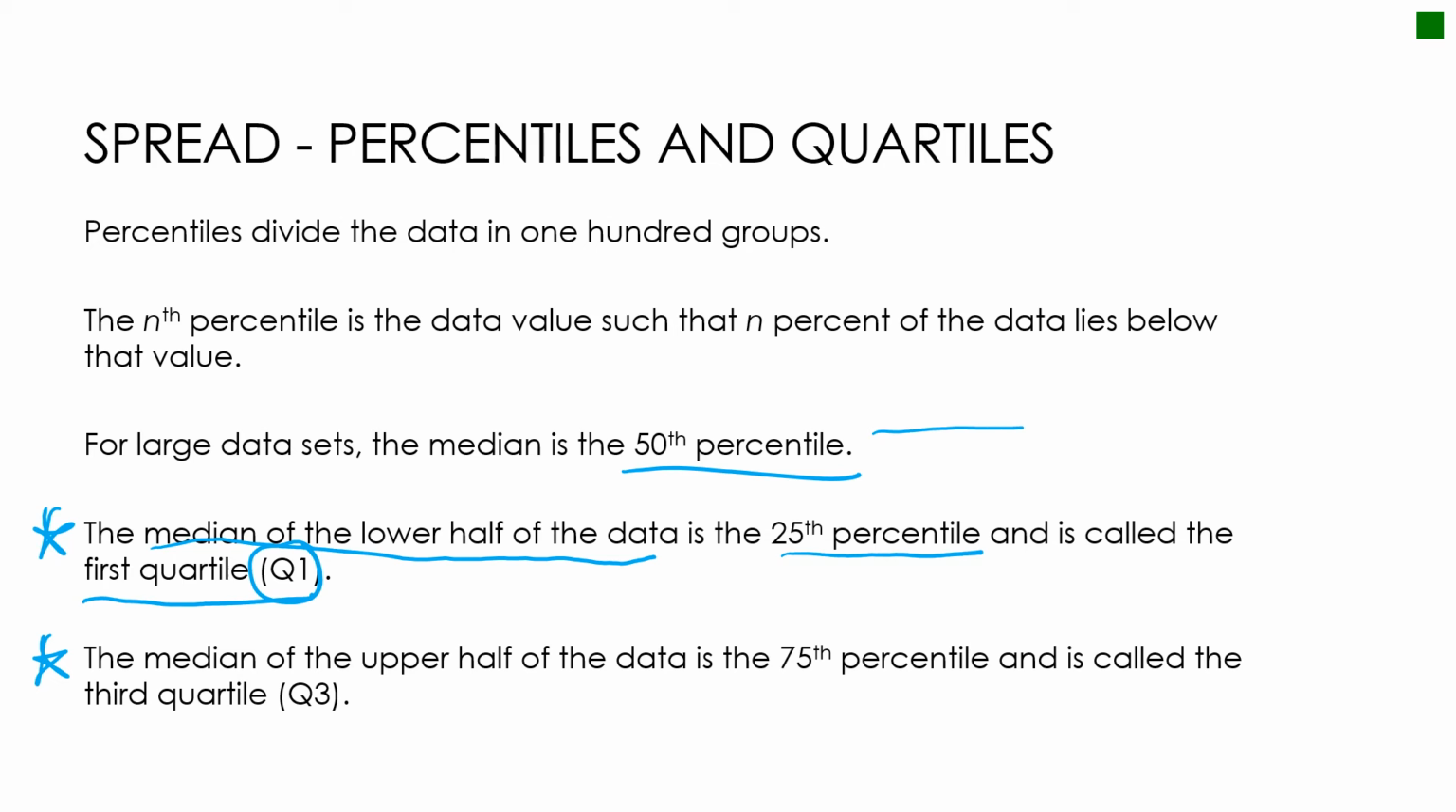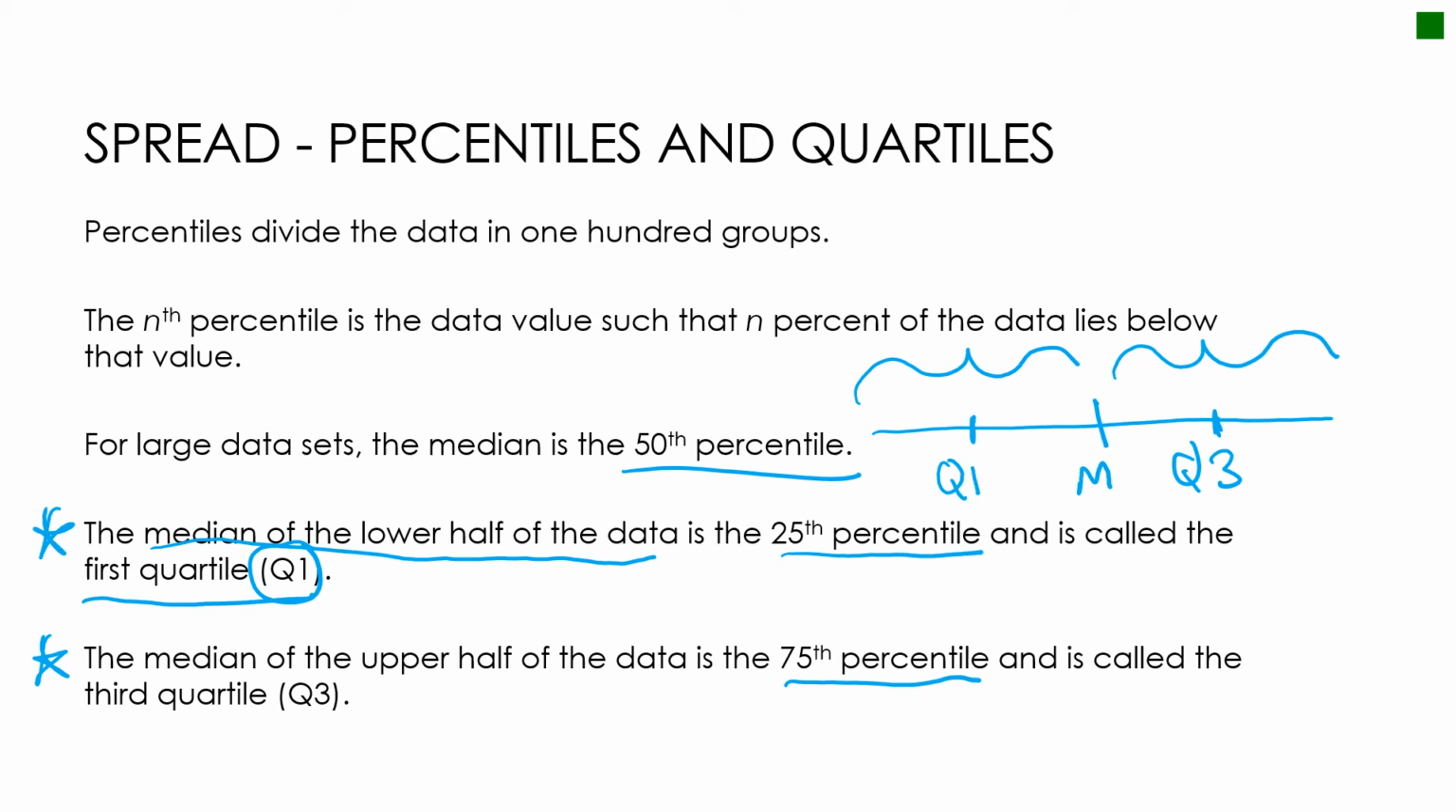So if you imagine our data listed from least to greatest, and we talked about how to count into the middle to find the median. If I then took just this half of data and again found the median of that half, that would be the first quartile. If I did the same thing for the upper half of data, so for the numbers higher than the median, and found the median of that half, that would be my third quartile, which is equivalent to the 75th percentile. And again, that's called my Q3 or third quartile.